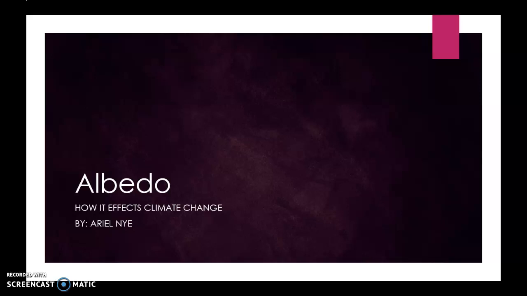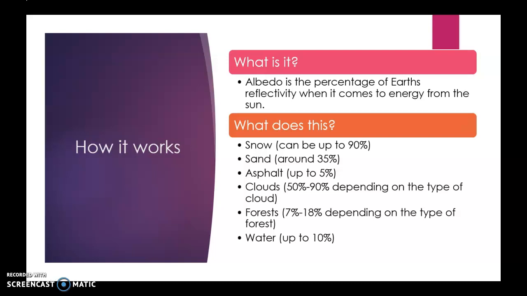I'm going to be talking about the forcing factor albedo and how it affects climate change. Albedo is the percentage of Earth's reflectivity in regards to solar radiation. Albedo is Latin for the term whiteness. So the sun sends out about 174 petawatts of solar radiation towards the Earth. Different parts of the Earth reflect solar radiation at different levels.